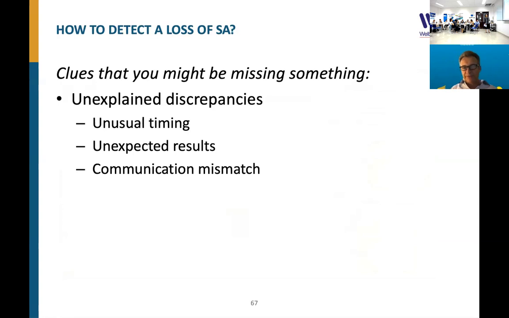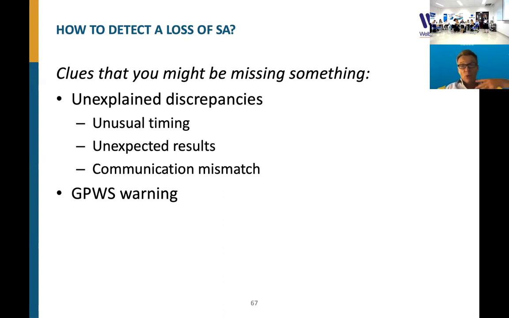Unexplained discrepancies, meaning unusual timing, something is happening at the wrong time. Unexpected result, you are not expecting this result, it has deviated from what you expect. A communication mismatch, you ask someone something and he's answering something different. These clues might be a good way to detect a loss of situation awareness. And we'll see after how you need to recover your situation awareness.